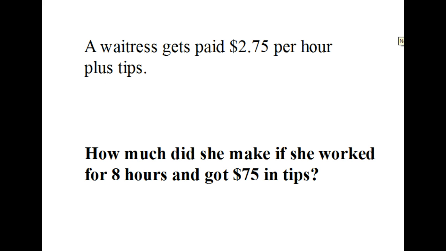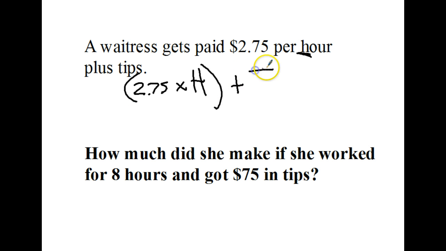A waitress gets paid $2.75 per hour plus tips. Okay. So this is going to be 2.75 times the hours plus tips. And I'm just going to come down here and then solve. By the way, notice the tips are not going to be part of the parentheses because you just have total tips when you're working as a waitress. Like you don't get tips paid per hour.